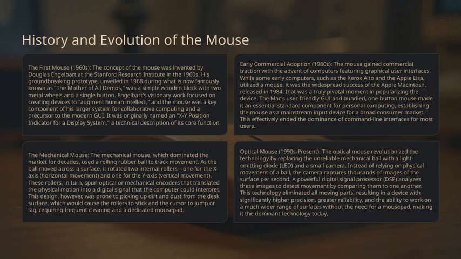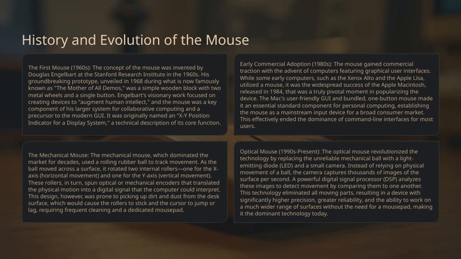Engelbart's vision was to create devices that could augment human intellect, and the mouse was a key part of that larger system for collaborative computing. In fact, it was a precursor to the modern graphical user interface we use today. Originally, it was called an XY position indicator for a display system, which describes exactly what it did: indicate position on a screen in 2 dimensions.